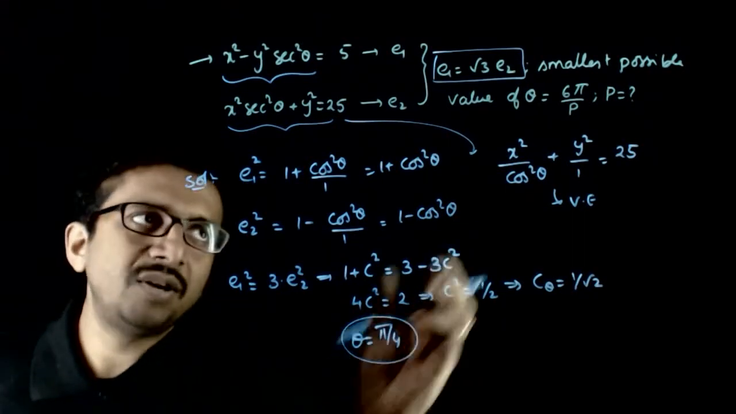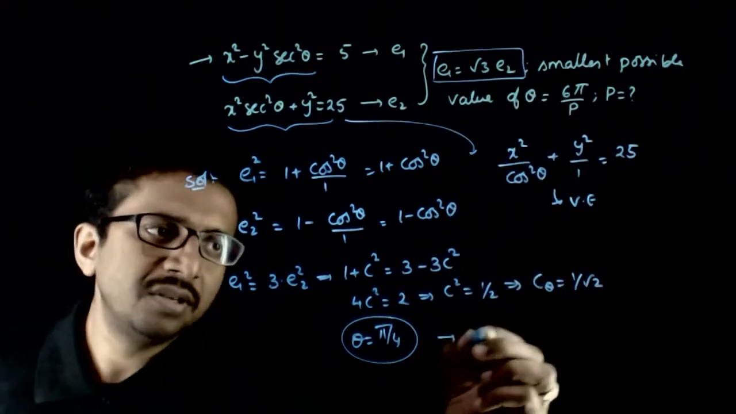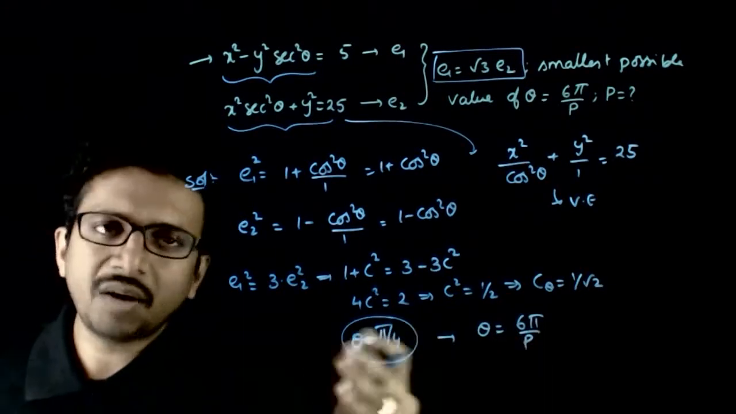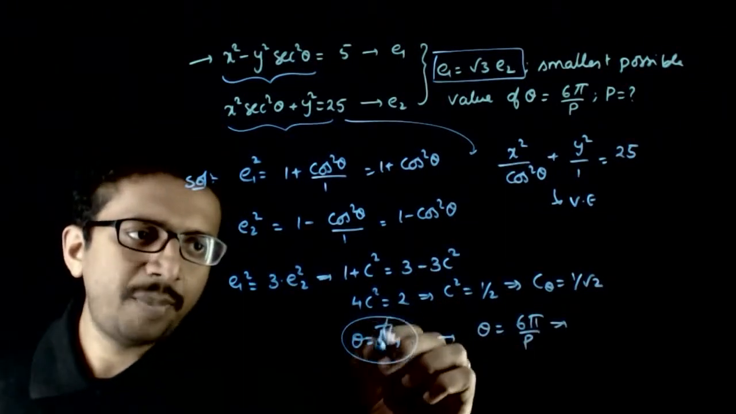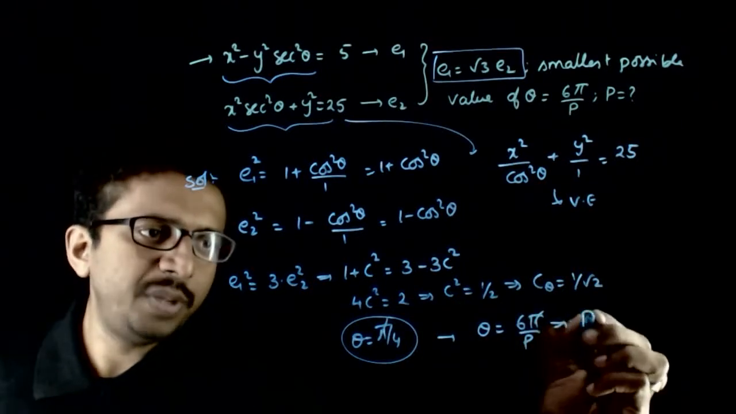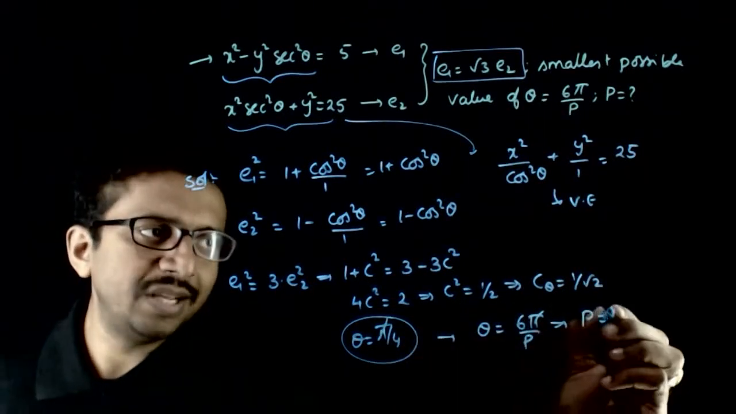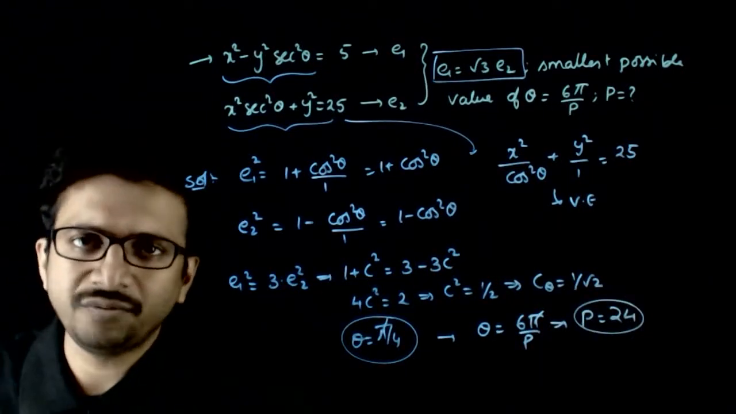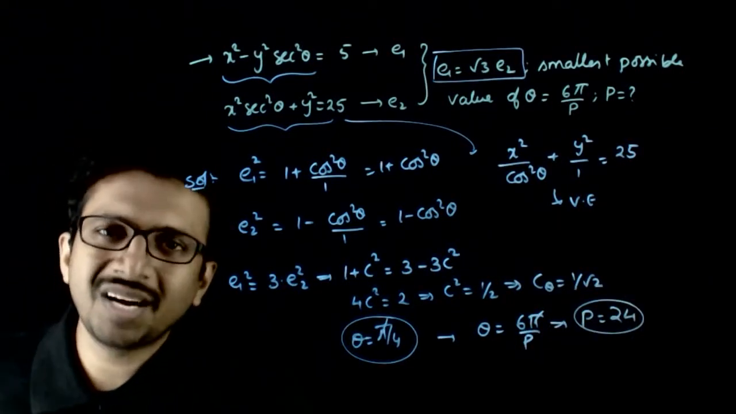So now if theta is equal to pi by 4, according to the given question, theta is equal to 6 pi by p. So if you equate these two, pi gets cancelled. So p is equal to 6 into 4, which is 24. So the value of p is 24. Now let's go to the third part of the question.